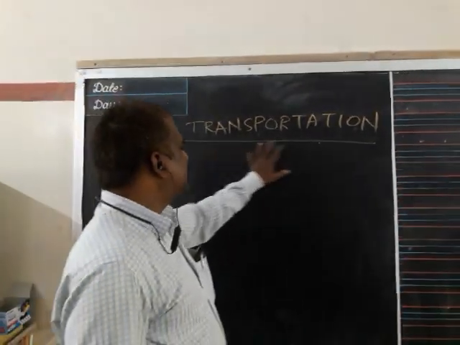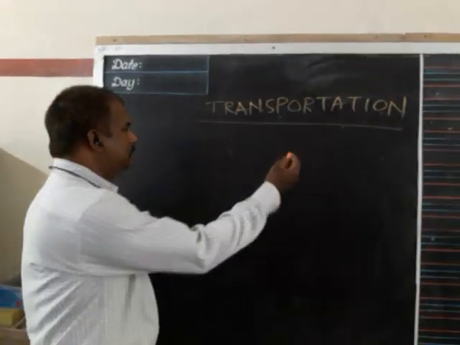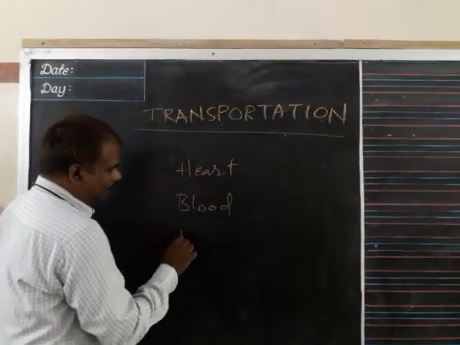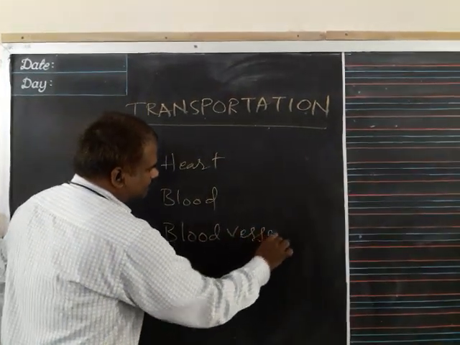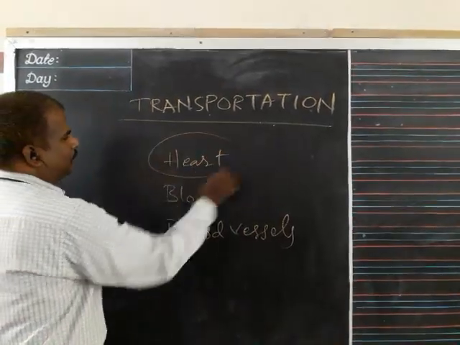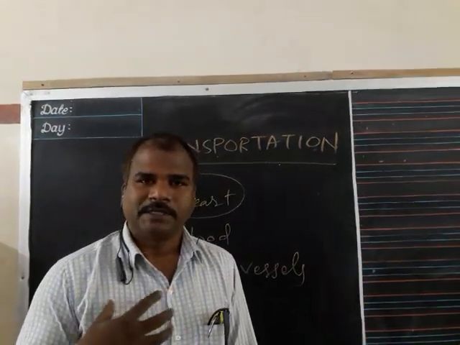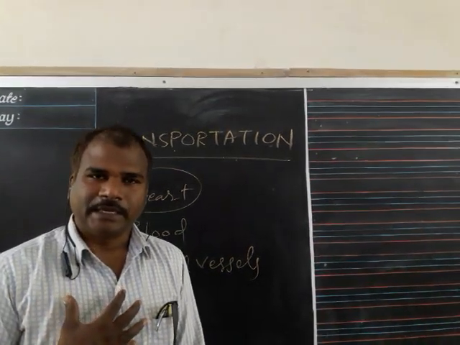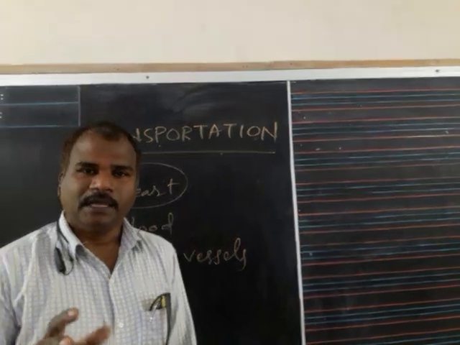Here in transportation, what do we learn? We learn about the heart, blood, and blood vessels. So here we learn about the heart. What is meant by heart? The heart is an organ present in the body. It is present in the chest cavity, slightly towards the left side, and between the lungs.